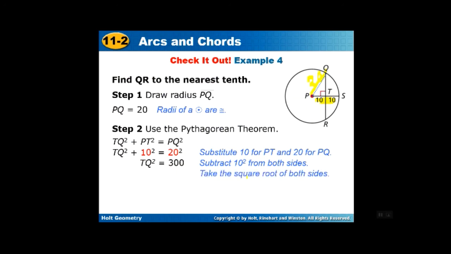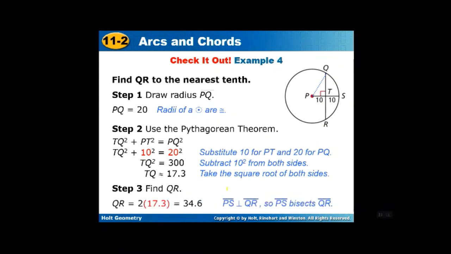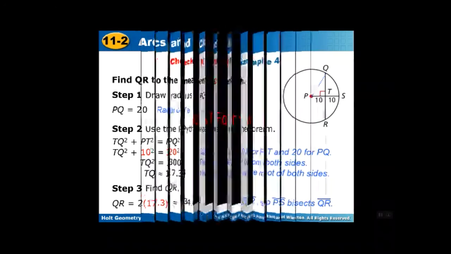TQ squared is equal to 300. Take the square root of both sides to get 17.3, or 10 radical 3. Now find QR. QR is multiplied by 2 to get approximately 34.6, or 20 radical 3 if you are writing it in radical form.